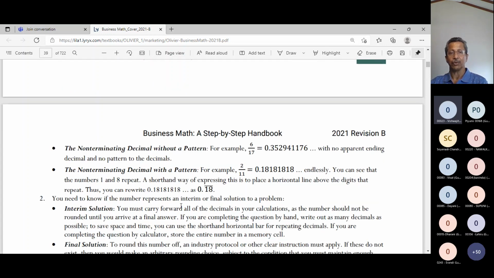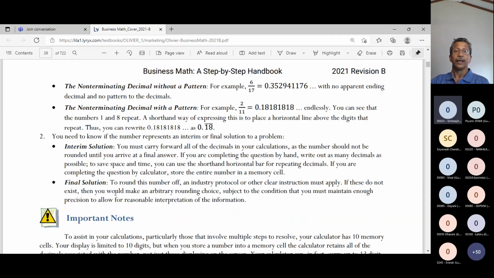But sometimes, most of the time, you can find a non-terminating decimal with a pattern. For example, 2/11 is 0.1818, so it's a pattern. A shorthand way of expressing this is to place a horizontal line above the digits that repeat. So as a shorthand, we draw a line above 0.18, which means 0.18 repeats.